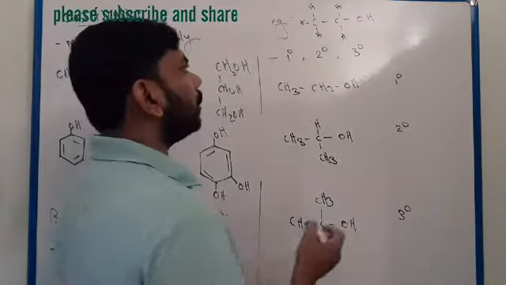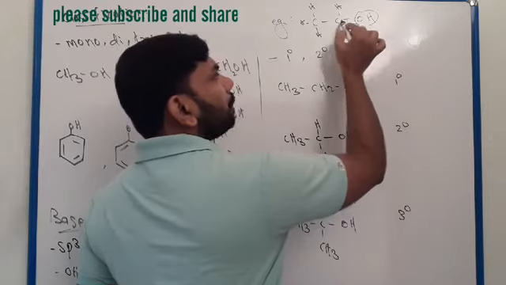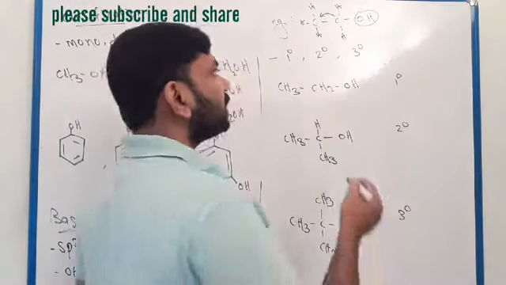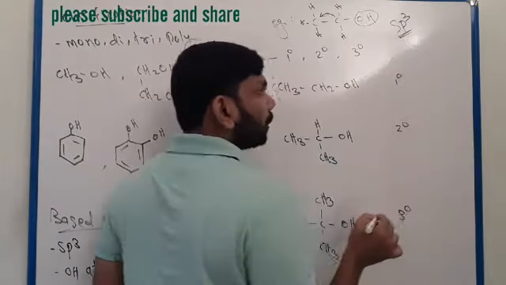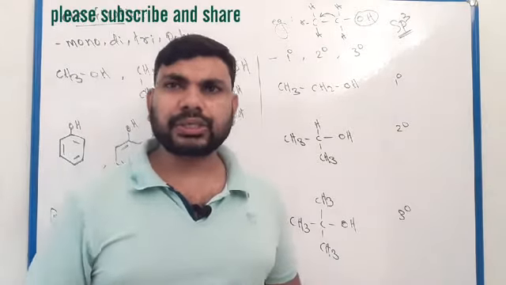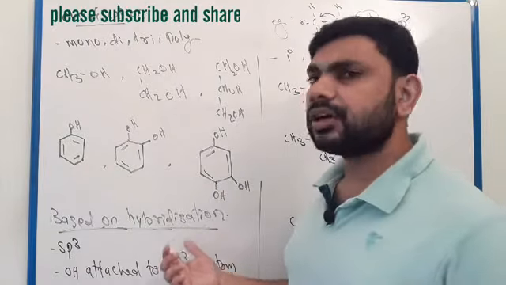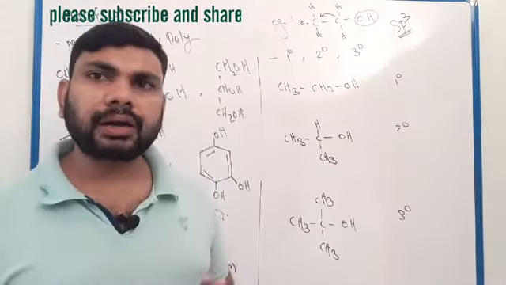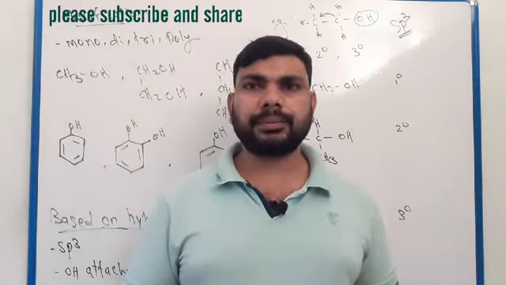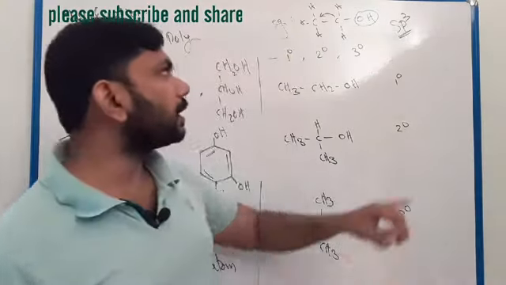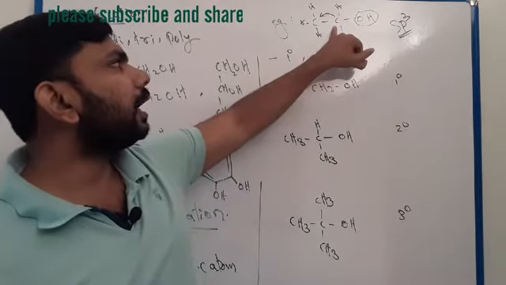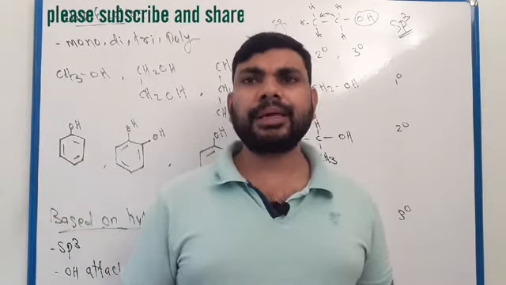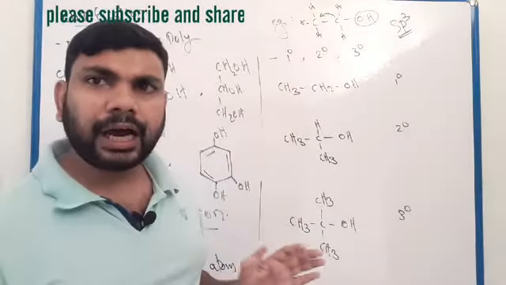Alcohol is classified in another way. See here, this is the OH group, attached to a carbon atom. This carbon atom is bonded to another carbon atom by a single bond. A single bond means this is sp3 hybridization. So the next classification is based on hybridization. Here the OH group is attached to an sp3 hybridized carbon atom.